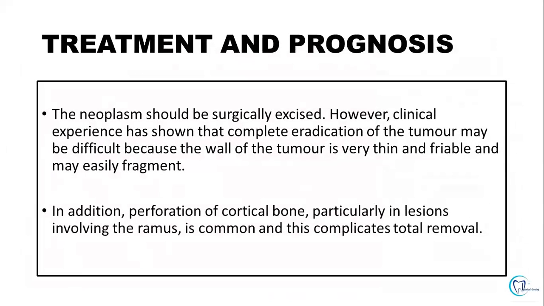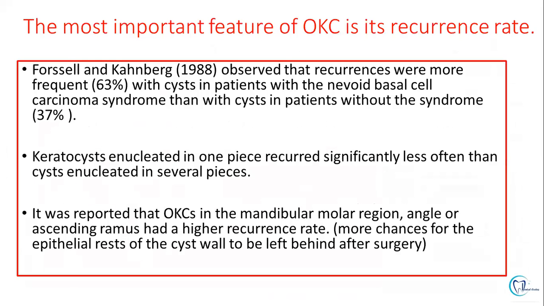Now, when we talk about the treatment of OKC, usually it should be surgically excised with complete eradication. But because the cyst lining is thin and fragile, sometimes remnants may remain, which can lead to recurrence. Also, there can be perforation of cortical bone, which will complicate the total removal.